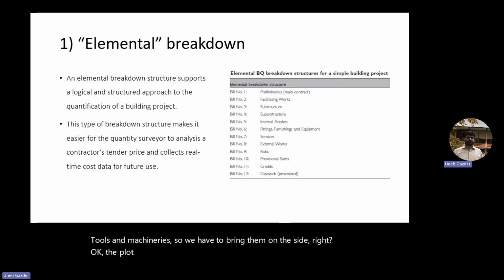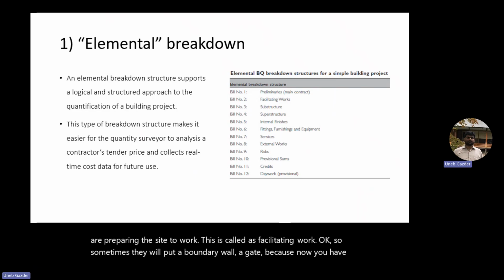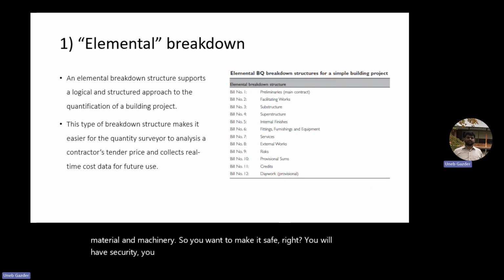So this is what we call facilitating work. You are preparing the site to work. Sometimes we will put a boundary wall, a gate, because now you have material and machinery, so you want to make it safe, right? You will have security, you will make containers for offices, and there is some labor who live there, right?